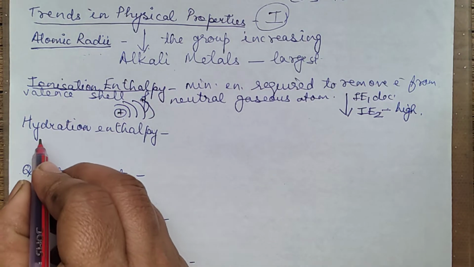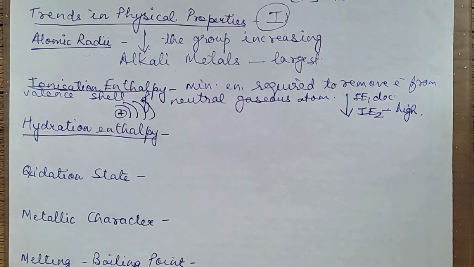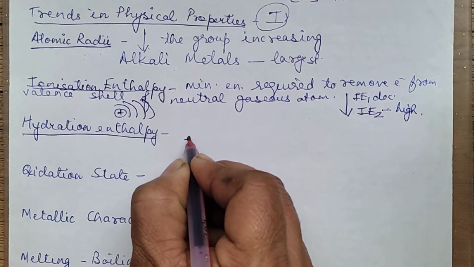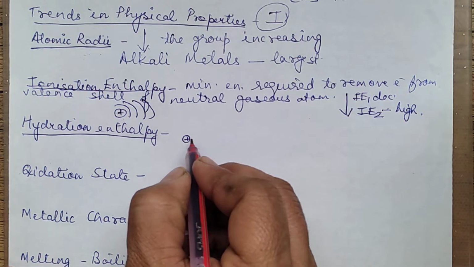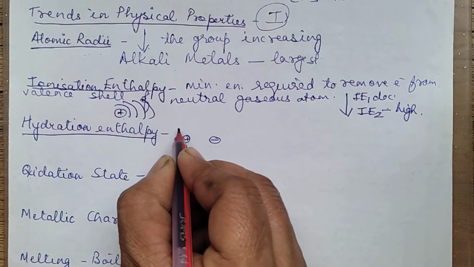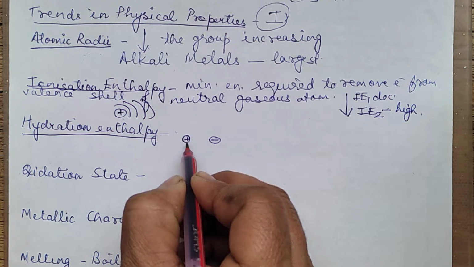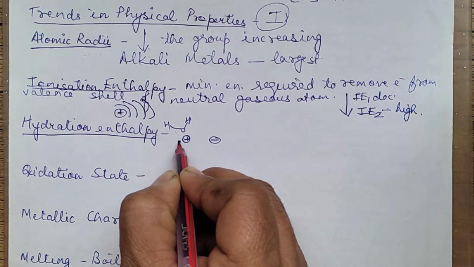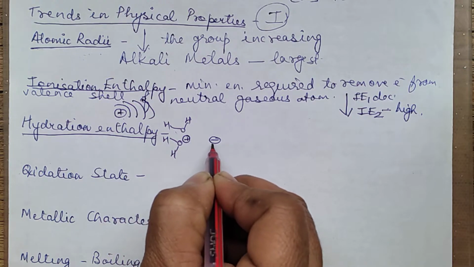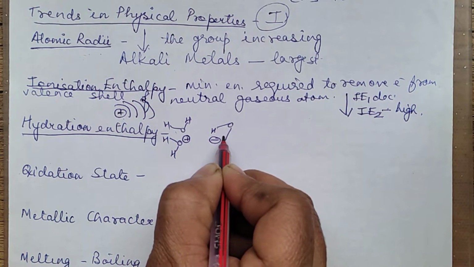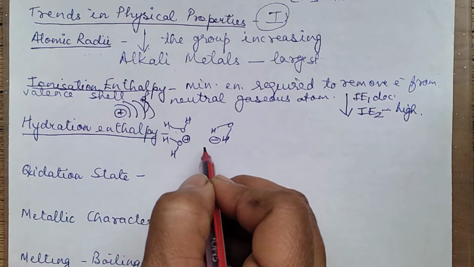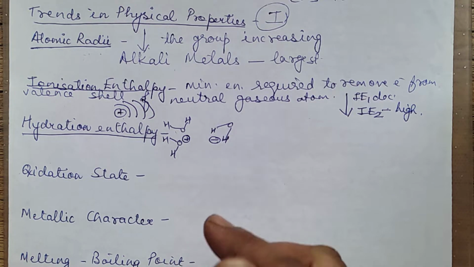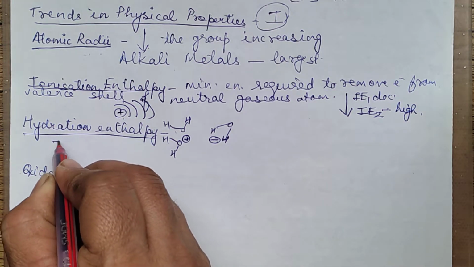Now the next property is hydration enthalpy. What is hydration enthalpy? Whatever ion you have, positive or negative, if it is surrounded by water, then for a positive ion, the negative part of water will be towards the cation. If it is a negative ion, then the positive part, that is hydrogen, will be towards it. This process is hydration, in which the ion, cation or anion, is surrounded by water, and in that process hydration enthalpy is released.